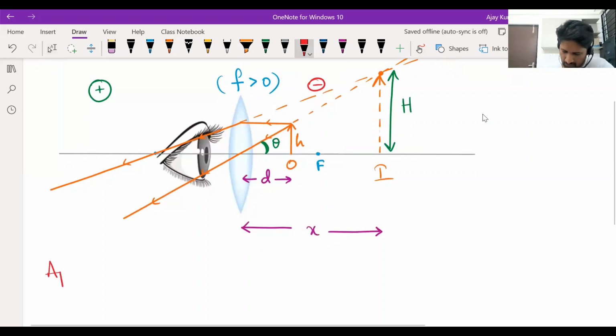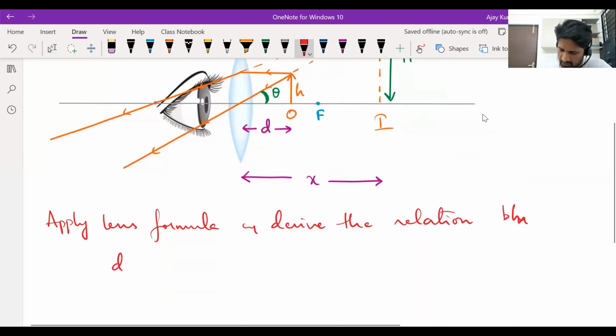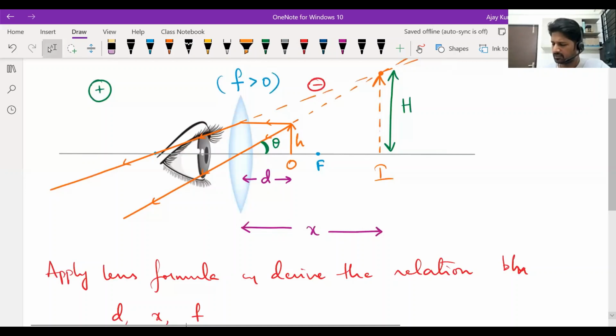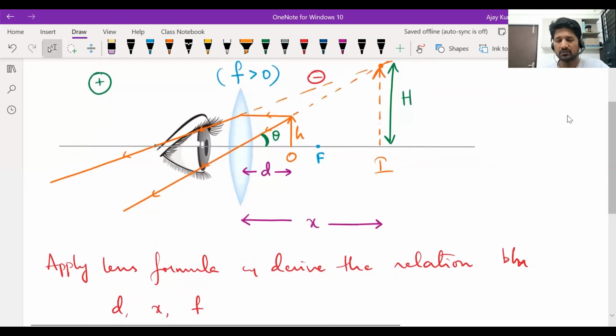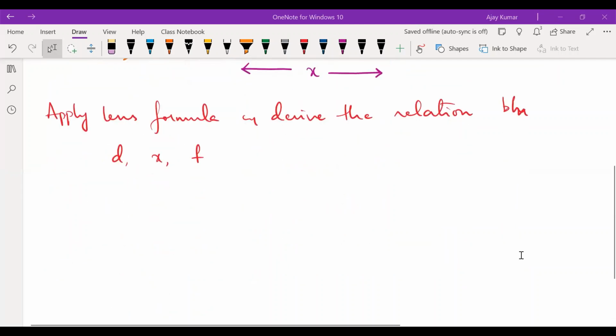Rishi, apply the lens formula and derive the relation between these three: small d, x, and f. Or indirectly, what I'm asking you to do is just substitute these values in the lens formula properly. That's all. Try. Let's see. Tell me the lens formula first. 1 by v minus 1 by u is equal to 1 by f.